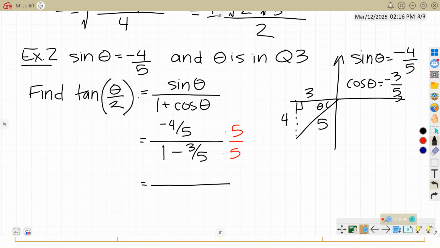In the numerator, 5 and 5 cancel. I get negative 4. In the bottom, 5 times 1 is 5. Minus, and then 3/5 times 5. 5's cancel. I get 3. Five minus 3 is 2. Negative 4 divided by 2 is negative 2. Tan of theta over 2 is negative 2. Yay!